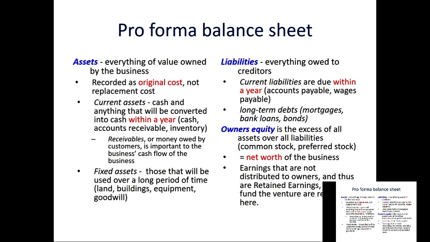So you have to remember about all of the assets, how you record them. Current assets are those within a year. Fixed assets are those that can't be converted to cash within a year. Liabilities are what you owe. Owner's equity is the net worth of the business, the excess of the assets over all liabilities.